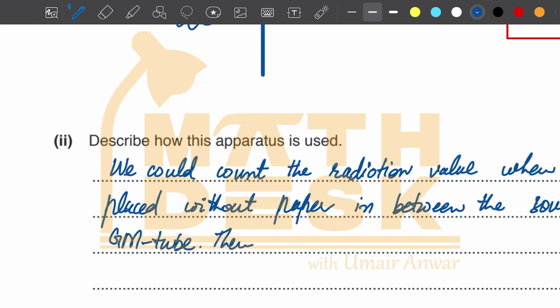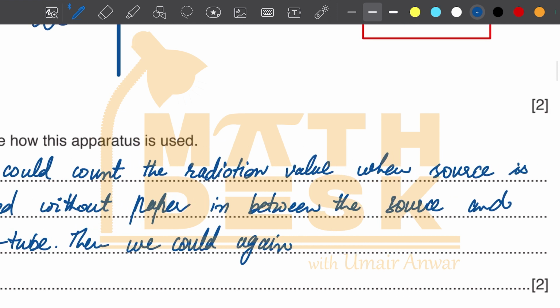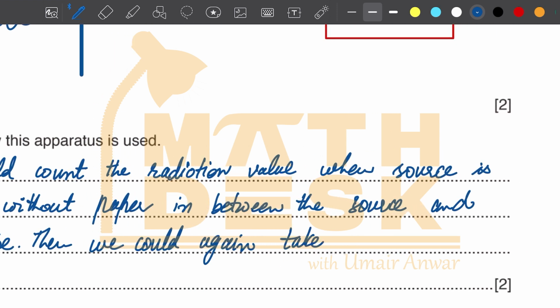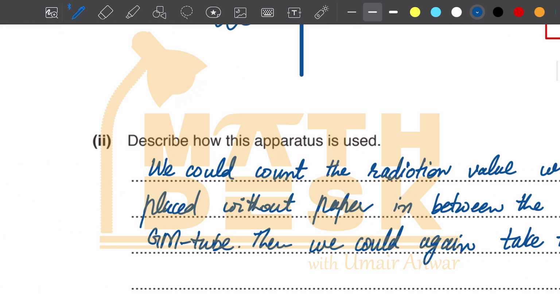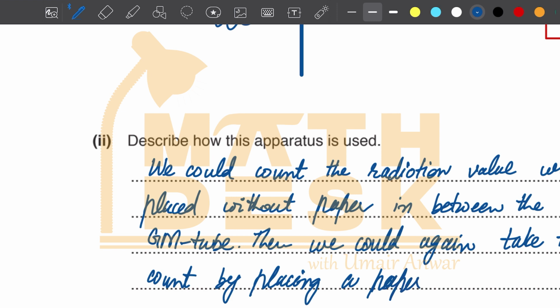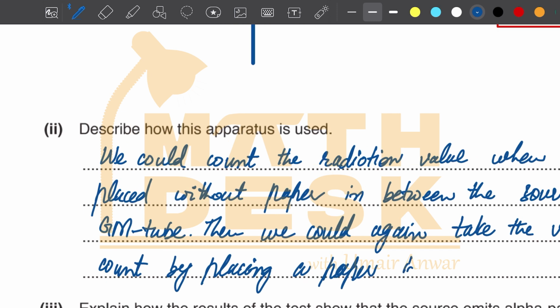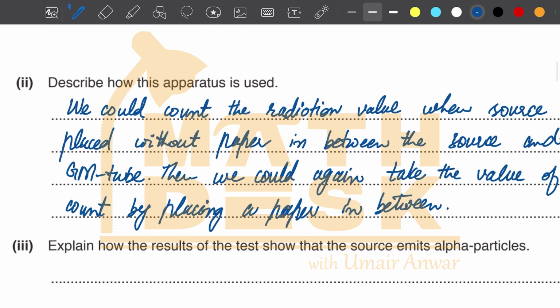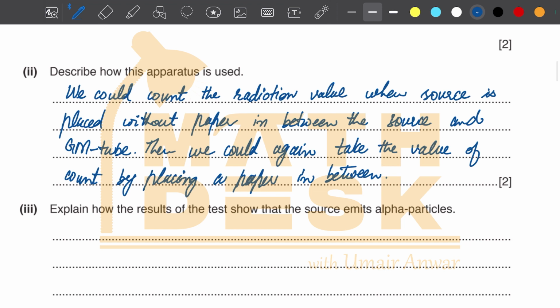Then we could again take the value of count by placing a paper in between. So since alpha particles are being emitted, they would be stopped by the paper, and the count rate should decrease.